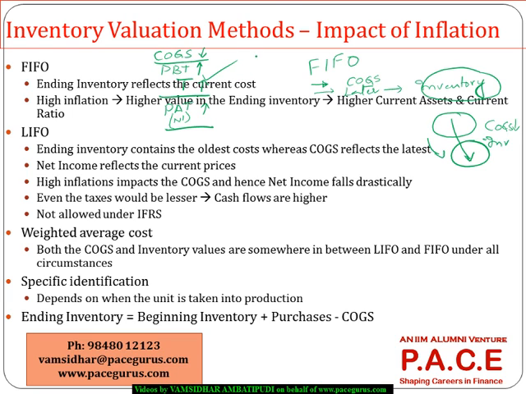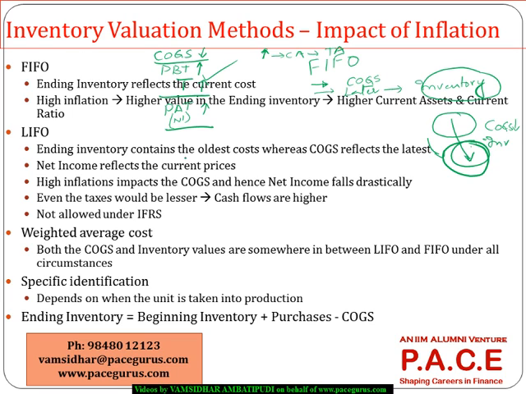Whereas when we look at the inventory part, the inventory will be very high, because inventory is composed of the later purchased goods. So the inventory will be very high, which means the current assets will be higher, which means the total assets could be higher, and whatever calculations are based on total assets are impacted accordingly.